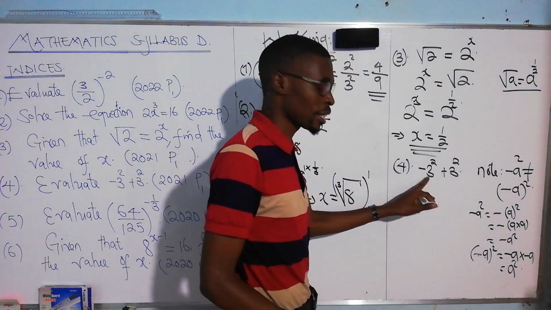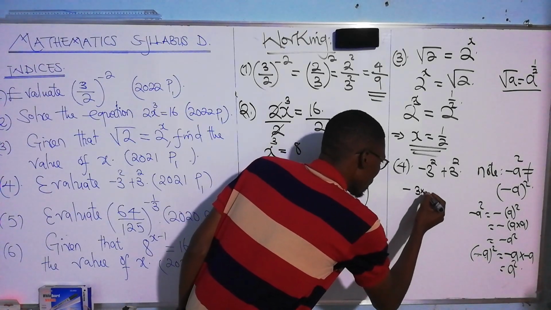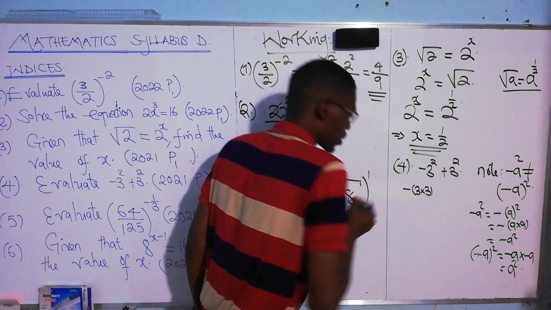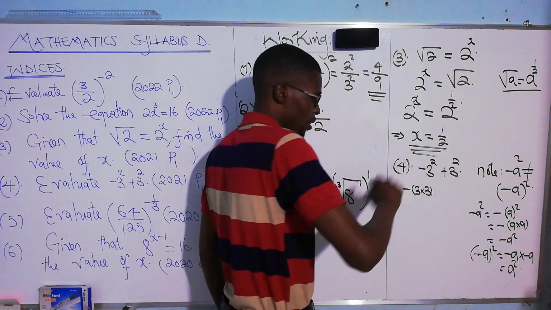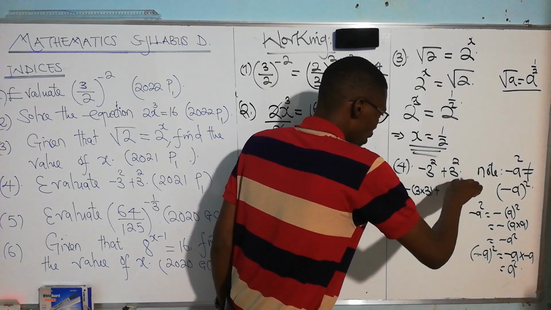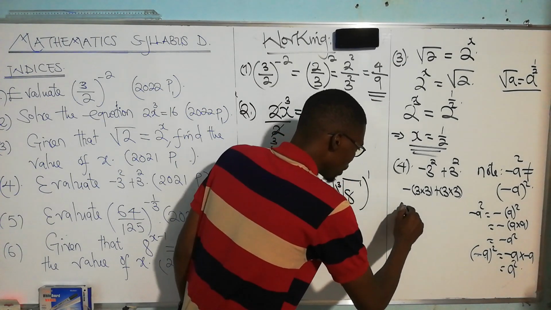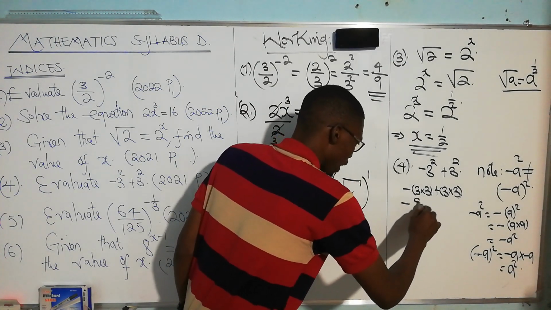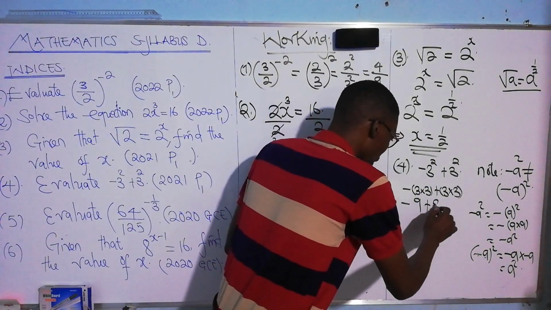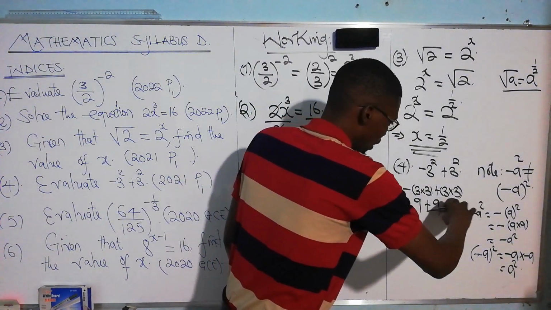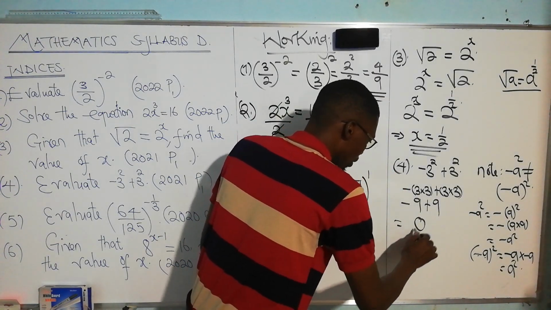So take note here that negative 3 squared will mean negative of 3 times 3. What is being squared here is just the 3, not the negative. Plus 3 squared means 3 times 3. So this will be negative of 3 times 3 is 9, so that will be negative 9, plus 3 times 3, which is also 9. What is negative 9 plus 9? This will give you 0.